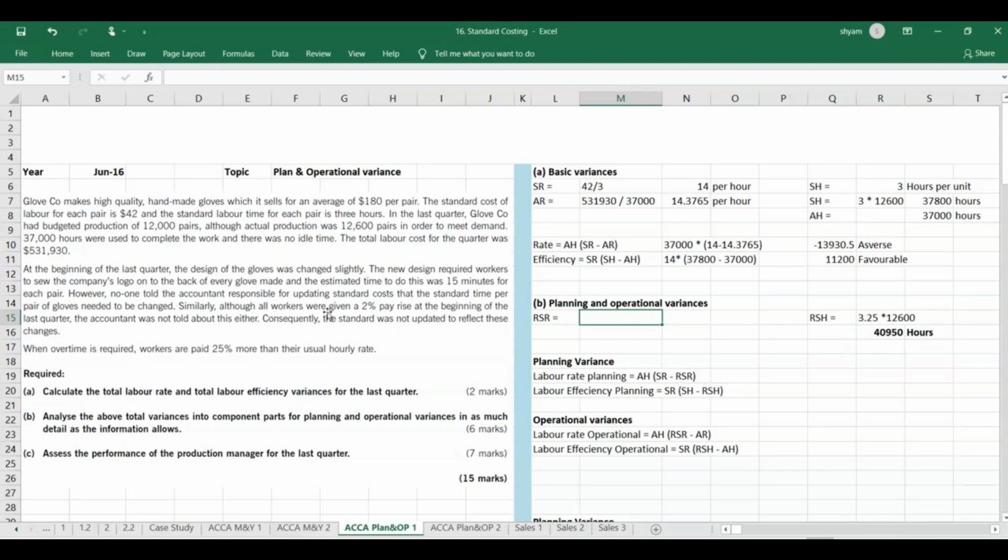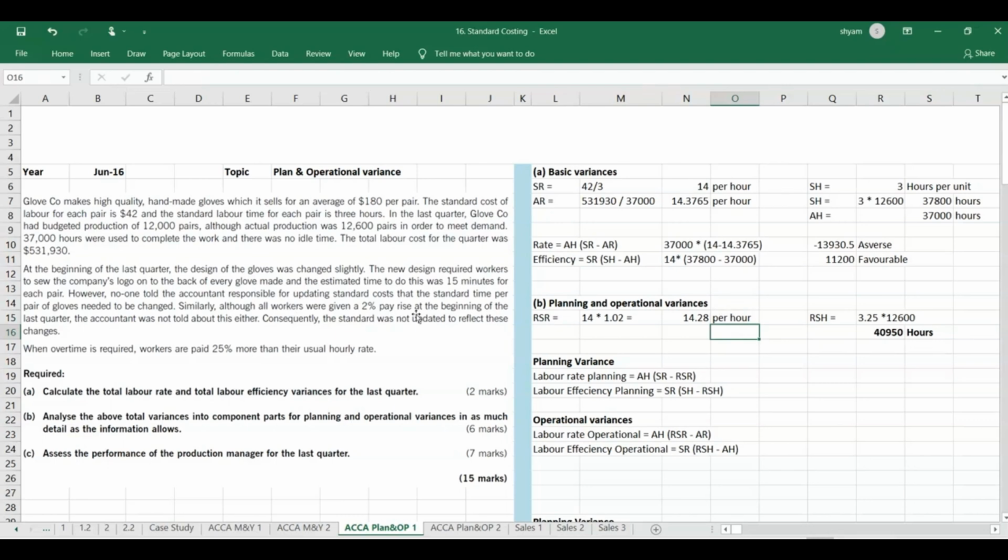Similarly, although all workers were given a 2% pay rise at the beginning of the last quarter, so all of them have been given a pay rise. How much? Normally they are paid 14, and now there has been a 1.02 increase in the wage. So the wage comes to 14.28 per hour, right? So that also we got.